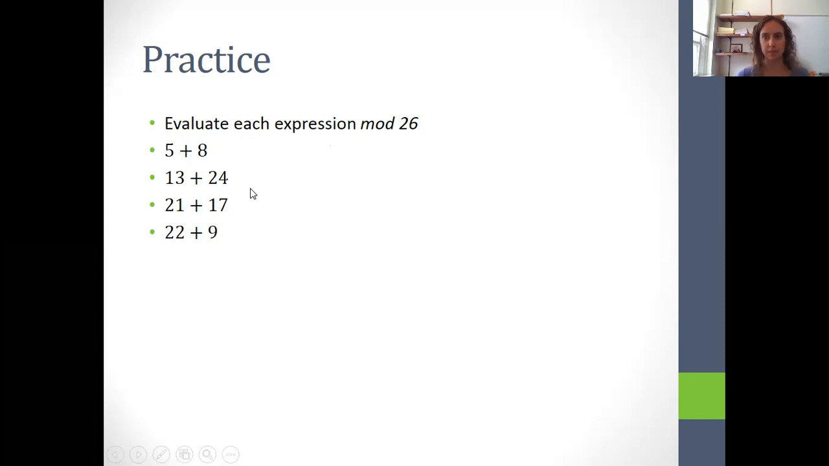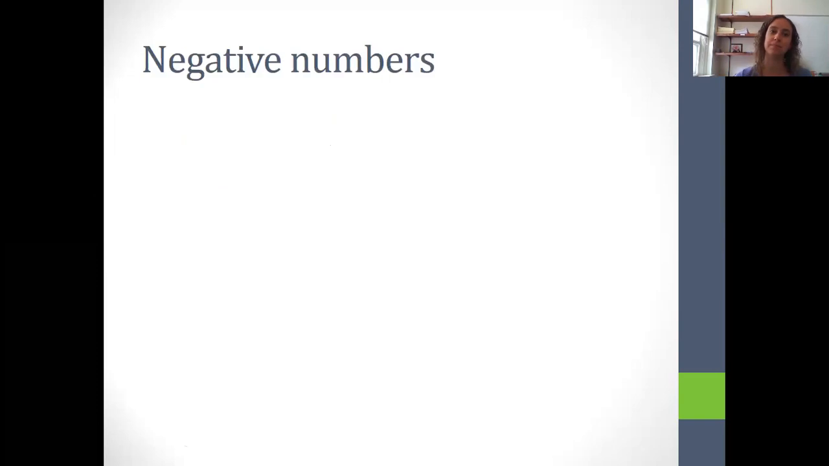Again, you're going to add these numbers together and then just subtract 26 until you get to a result that happens to be between 0 and 25. All right, so those are going to be on your quiz in just a minute. If you do something like 5 plus 8 and get 13, 13 is already between 0 and 25, so you don't have to do anything to that one.